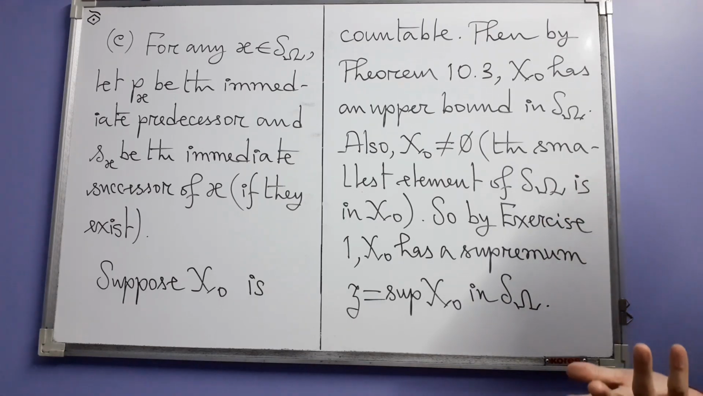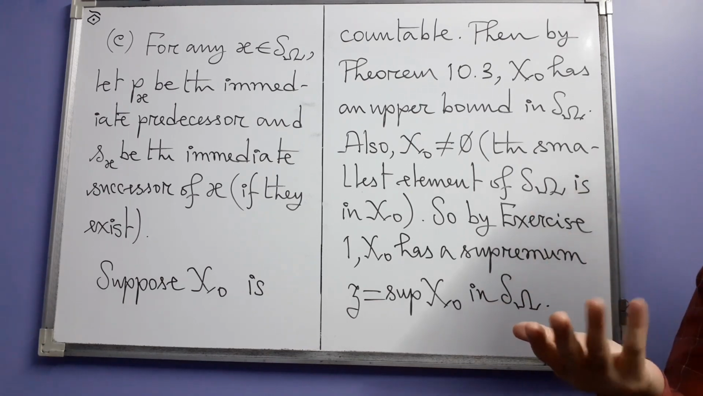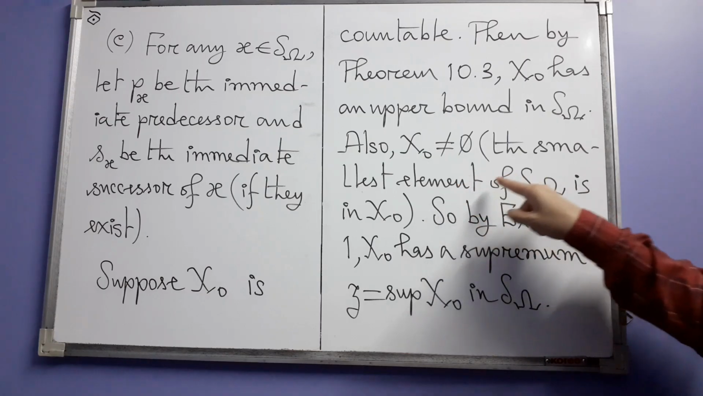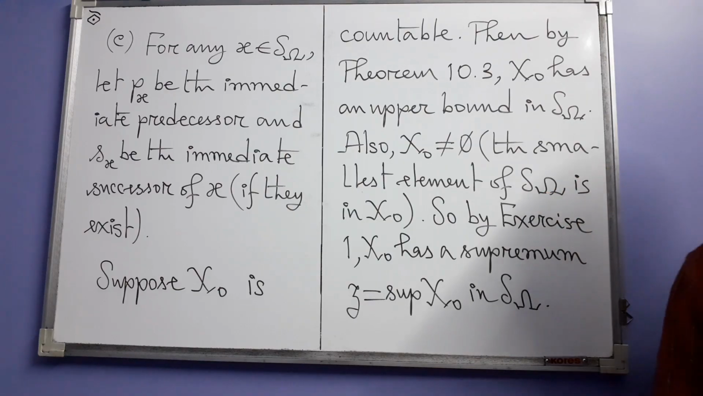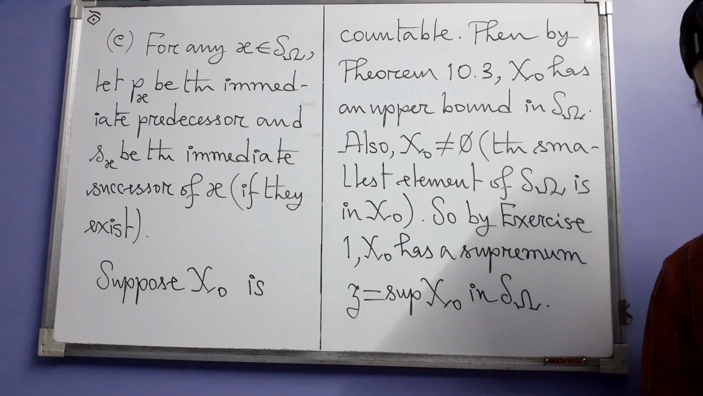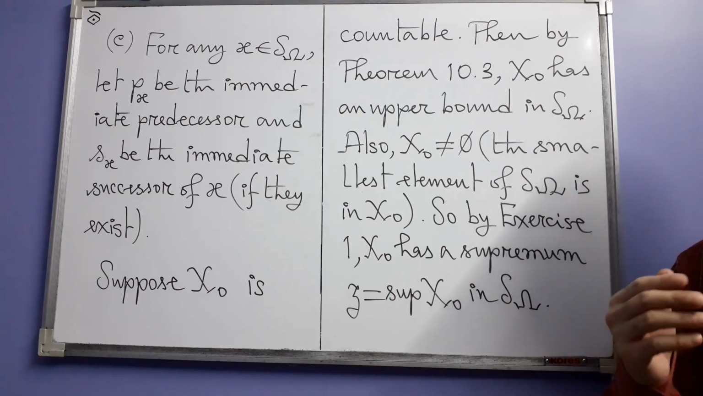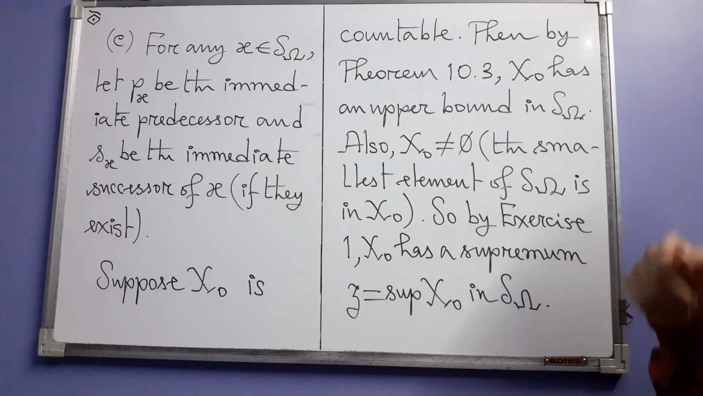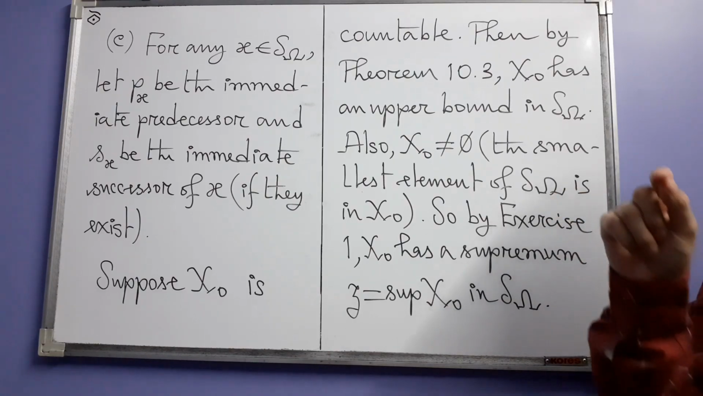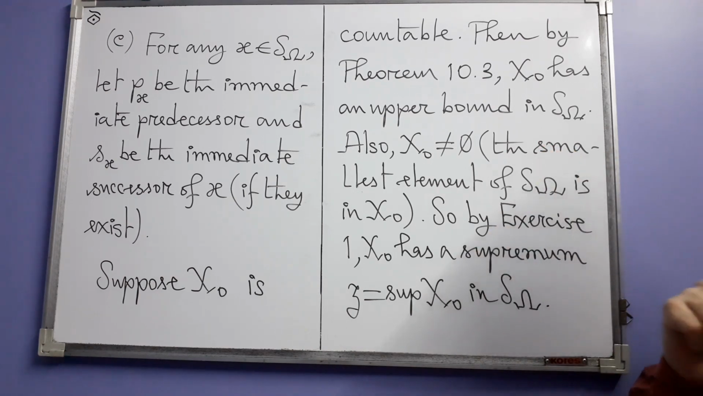Can you think of an element in S omega which will always be in x naught, which has no immediate predecessor? Yes. The smallest element of S omega is in x naught. How do we know that S omega has the smallest element? Because S omega is known to be well ordered. And what is the definition of a well ordered set? In it, every non-empty subset has a smallest element. In particular, S omega itself is a non-empty subset of itself. So it will also have a smallest element, which will of course be the smallest element of S omega.